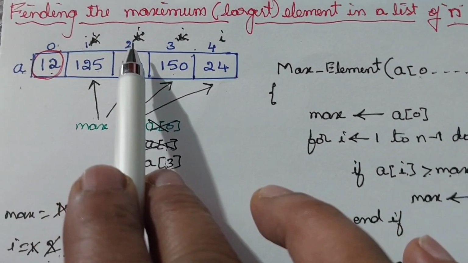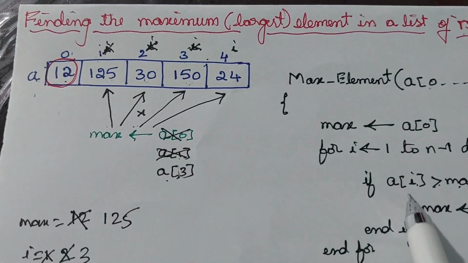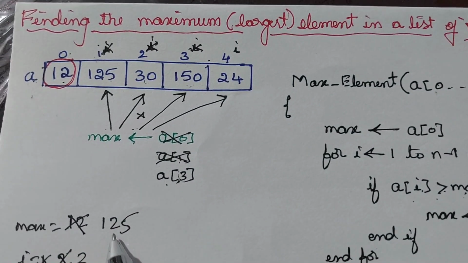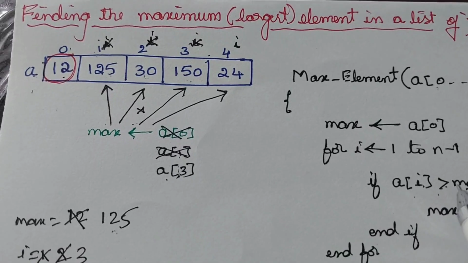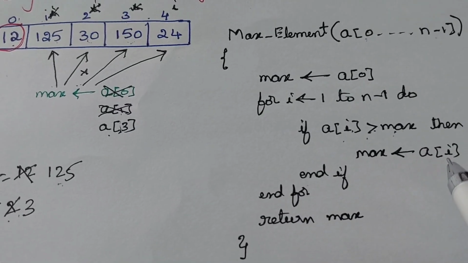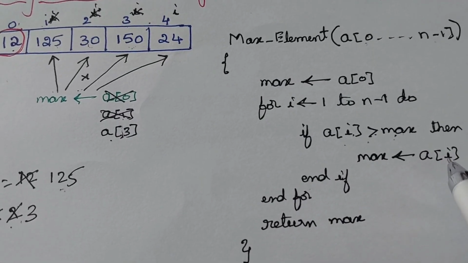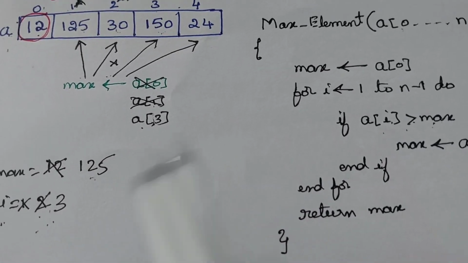A of 3 is what? 150. 150 greater than max. Yes, 150 greater than 125. Condition true comes inside. Then it will assign A of I, value 3. So A of 3.